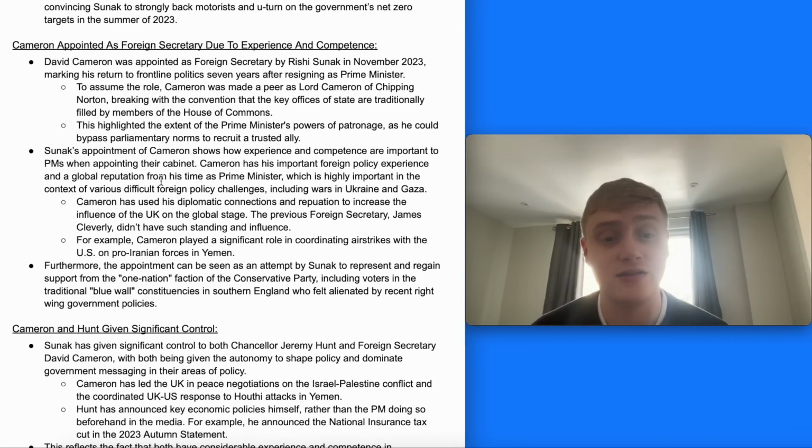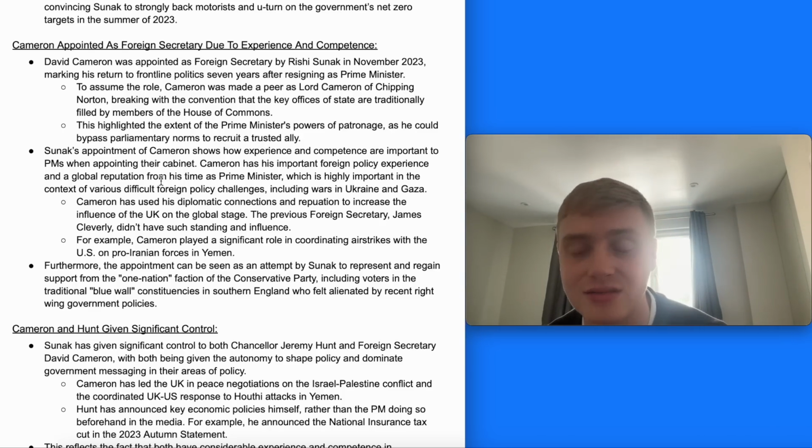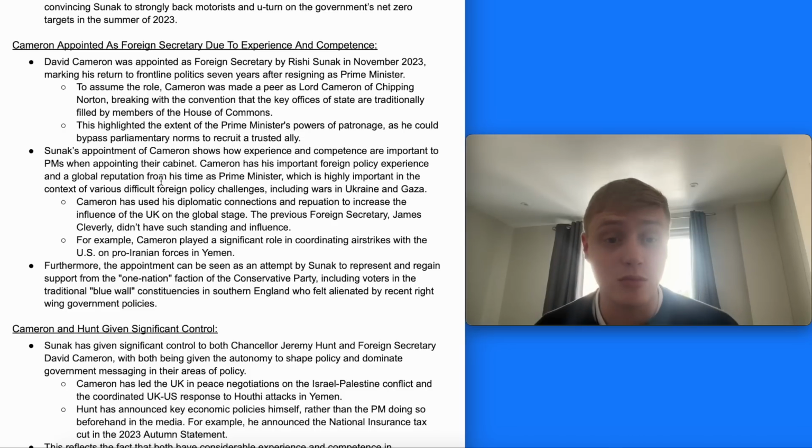The final way we can use it is that it can be seen as an attempt by Sunak to represent and regain support from the One Nation faction of the Conservative Party, which Cameron was a key member of, especially as voters are being lost in the blue wall to the Lib Dems in particular.